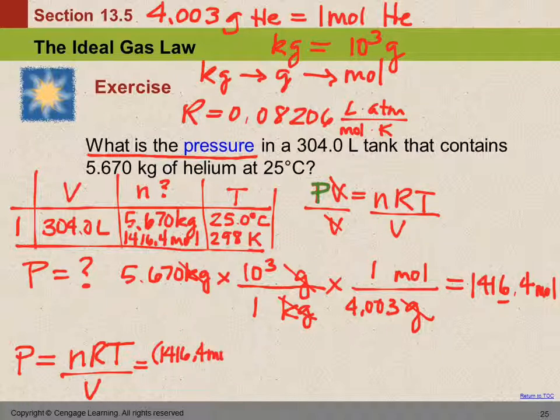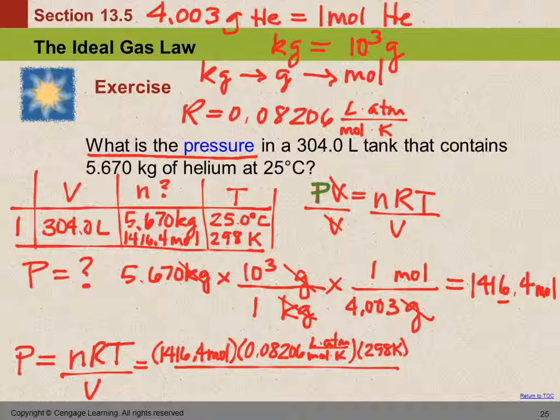So 1416.4 moles times R, 0.08206 liter atmospheres per mole Kelvin, times the temperature, 298 Kelvin, and divided by the volume, 304.0 liters. 0.08206 times 298 divided by 304.